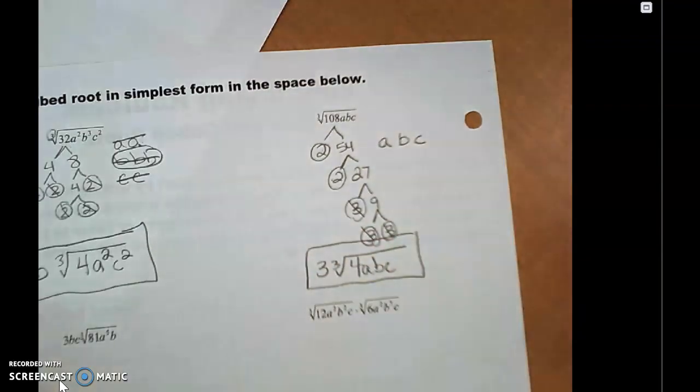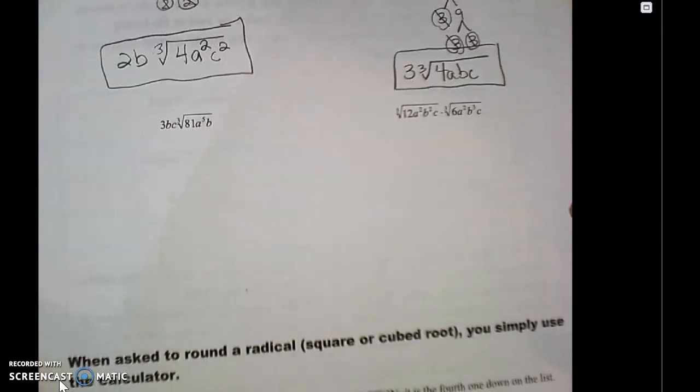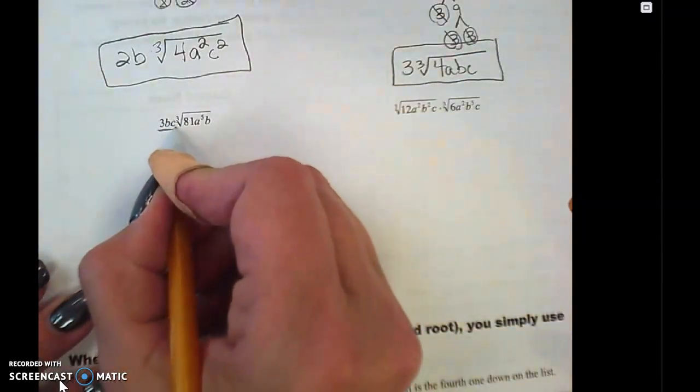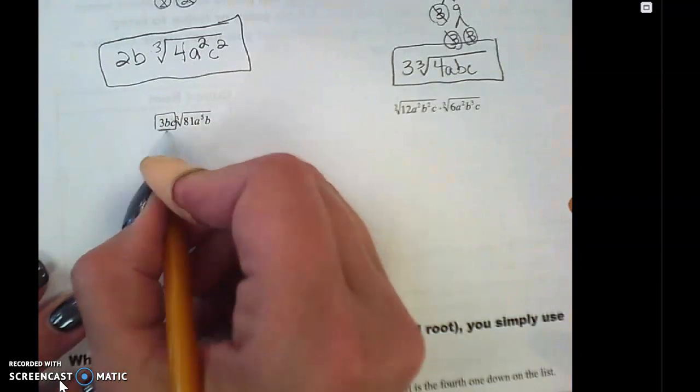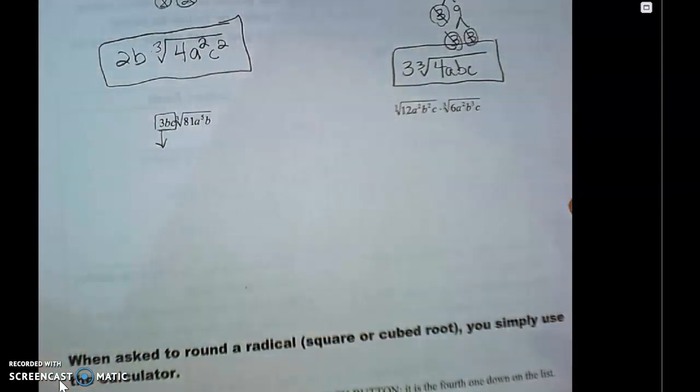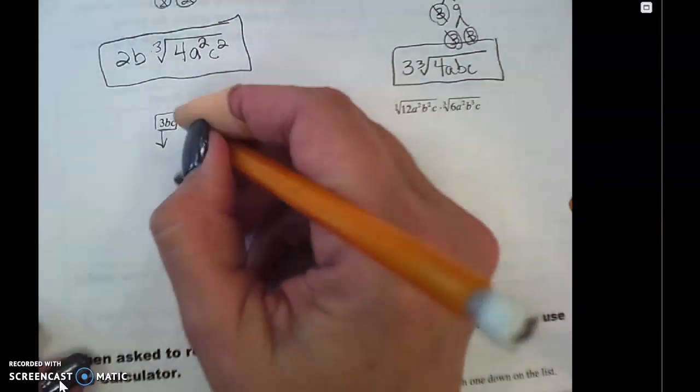Again, this is just review, and I'm doing the review with you, as opposed to doing it on the board, because sometimes we go too slow that way. But again, if you have questions, remember to ask questions. All right, this time, remember, we have this 3BC on the outside. That needs to come down and be multiplied with anything else that comes out of the radical.